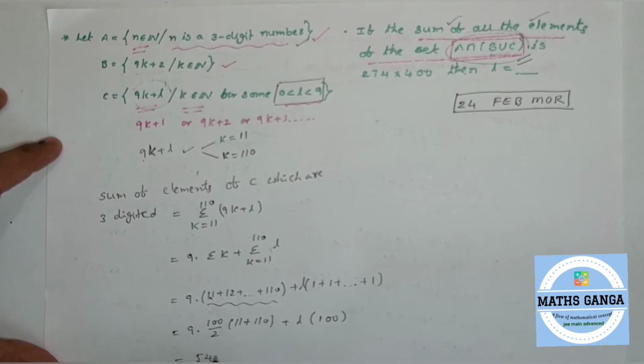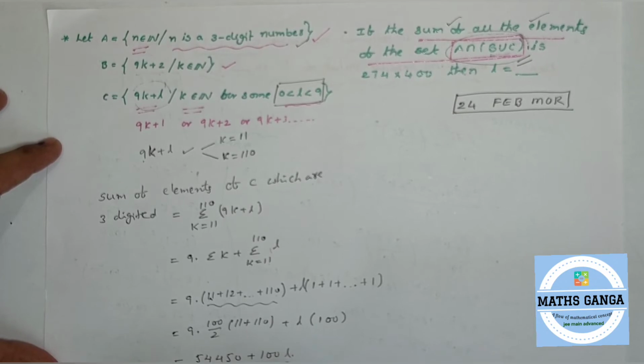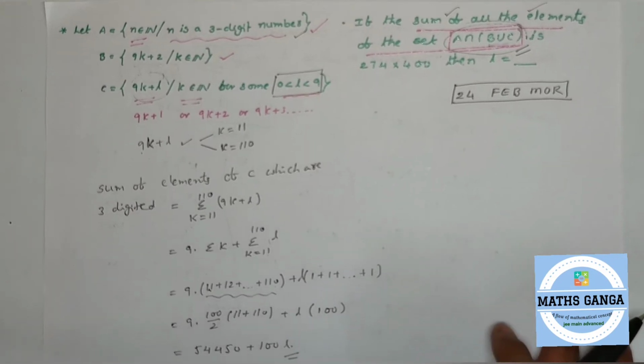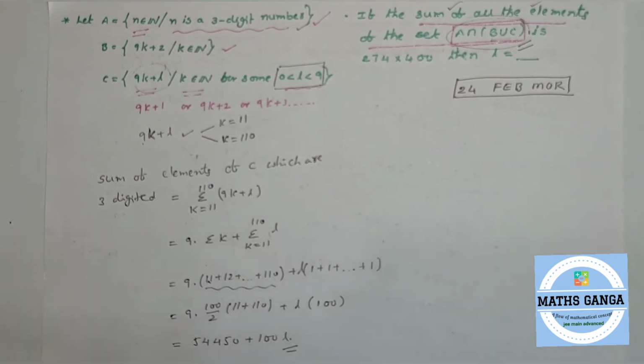This answer is 54450 plus 100 L. The sum of elements of C, in particular the 3-digit elements of C, is 54450 plus 100 L. Okay, but what do we need to find? I need to find the sum of the elements of the set A intersection of B union C.